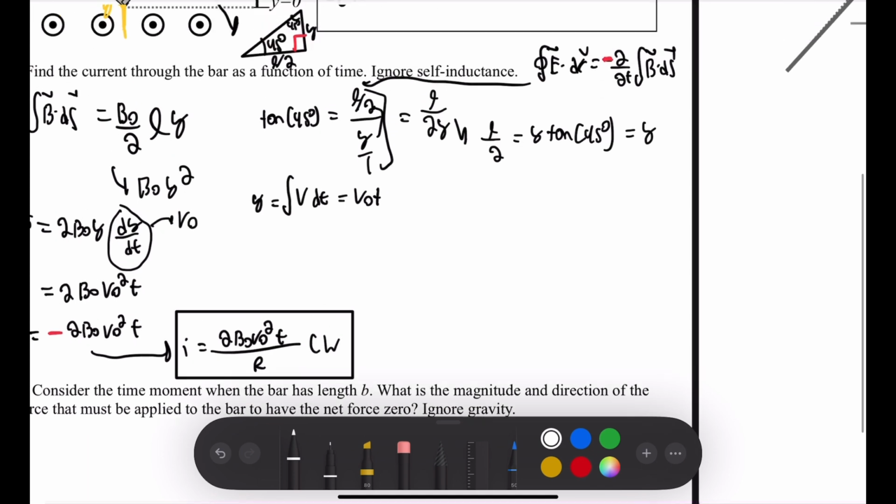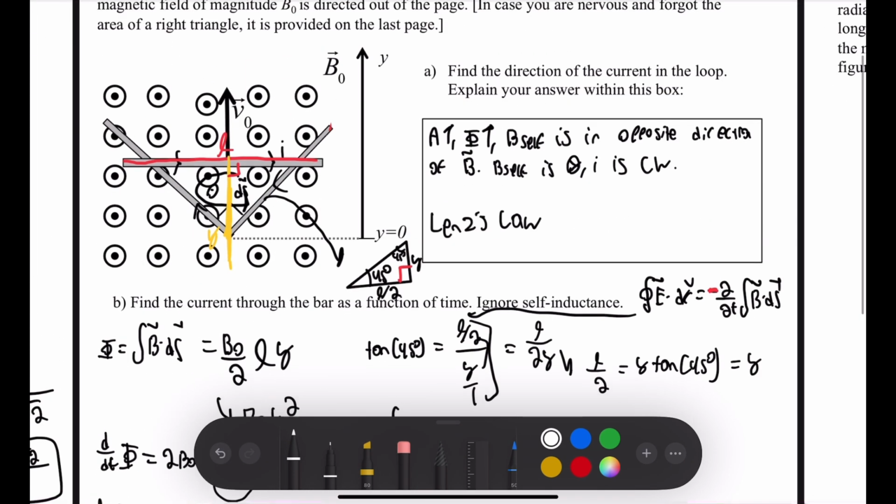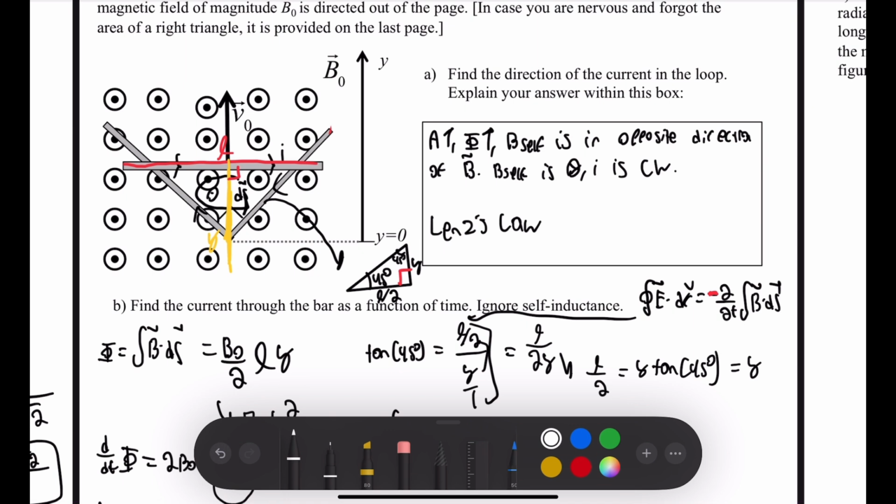So the hard part here was understanding, it was basically finding the length because it wasn't given. You have to use tangent. Easier to see if you split it down the middle.